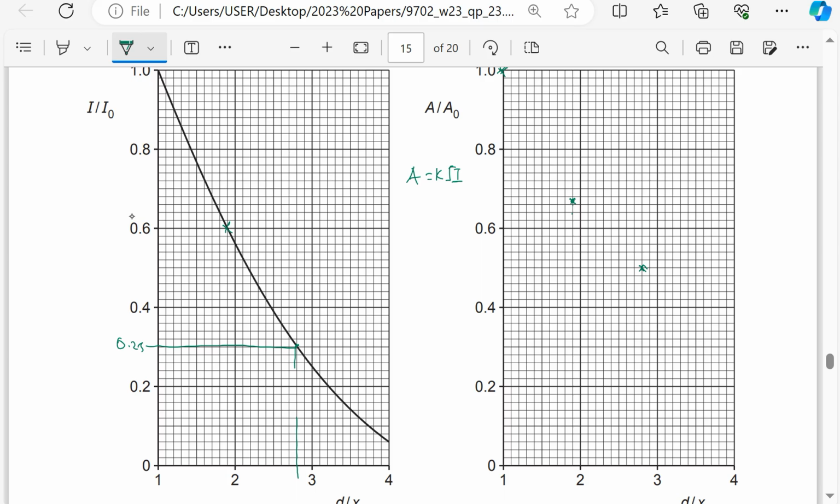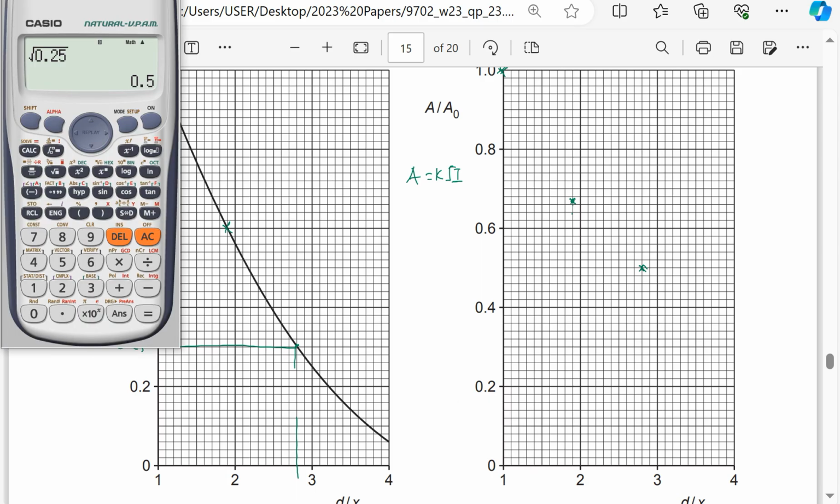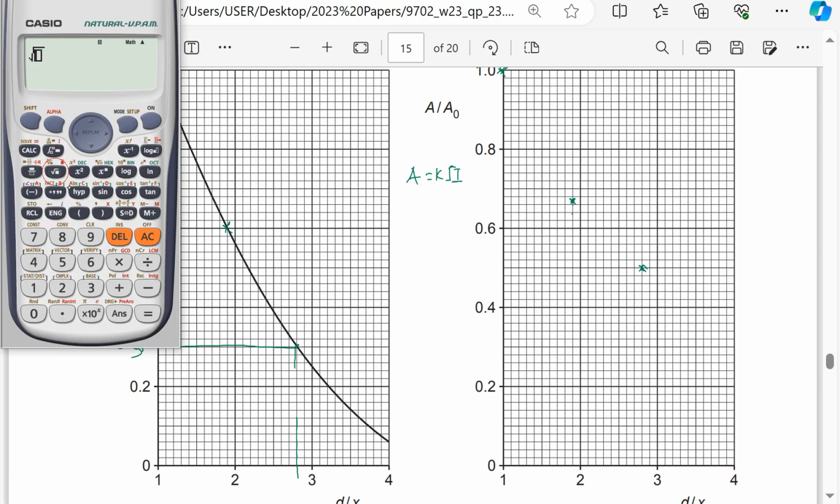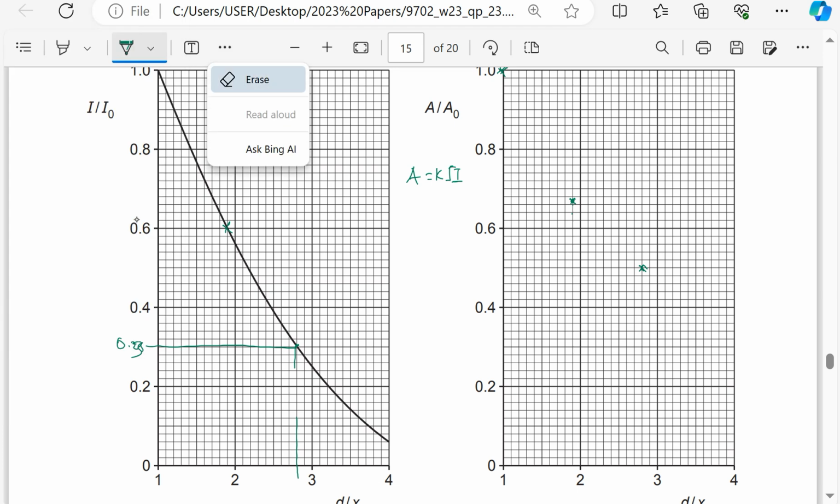At 2.8, no, this is not 0.25, this was 0.3. So it is root of 0.3, which is 0.55. Okay. So at 2.8 it is 0.55. So 1, 2, 3, 4, 5. That is 0.5. Then when I add two boxes, 0.52, 0.54, 0.55 is somewhere here.